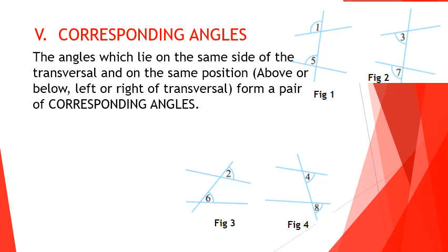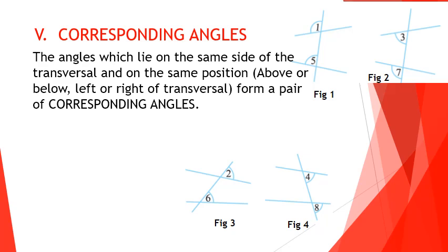So look at the figure. We have taken it separately and shown it here. First we consider the transversal P and the left side of the transversal. For corresponding angles, we have to verify the place also. Place means the angles which lie above the line. That will form a pair of corresponding angles. So first we are taking the left of the transversal, above the line. So our first pair of corresponding angles are angle 1 and angle 5.